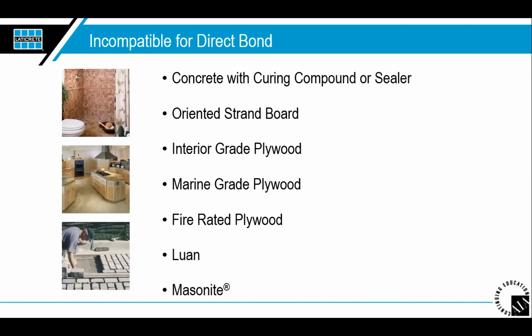Incompatible for direct bond. So again, the things we do not want to bond to, right? Masonite. No, we're not going to go over top of those types of products. Luan. That is not a suitable substrate. It is not. It's not accepted.